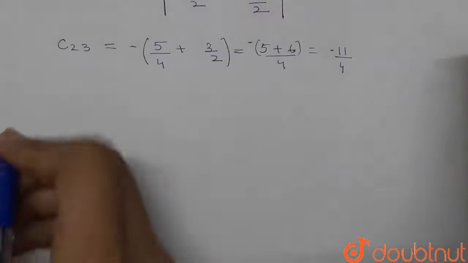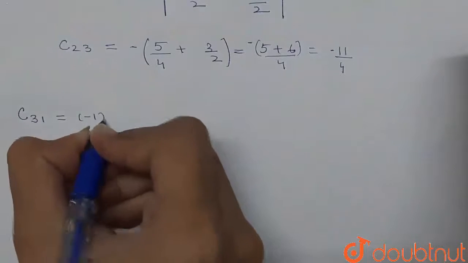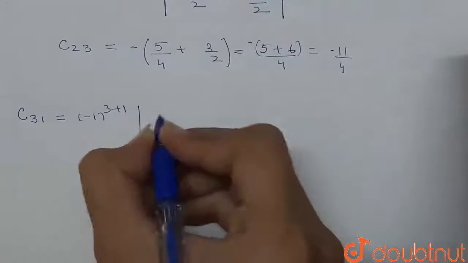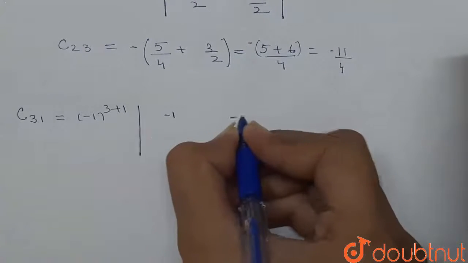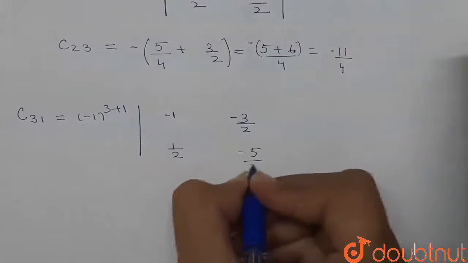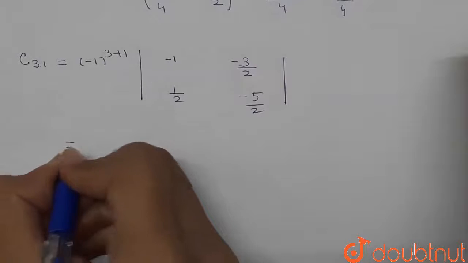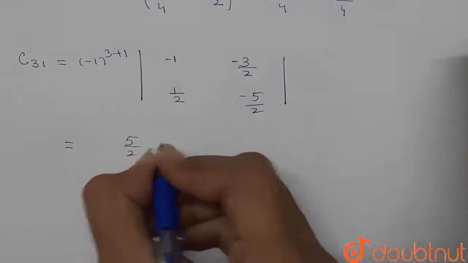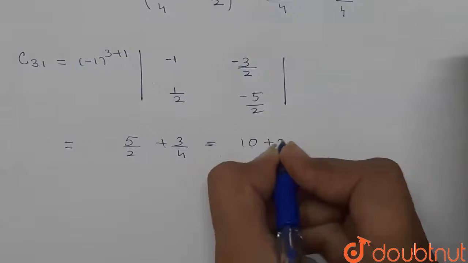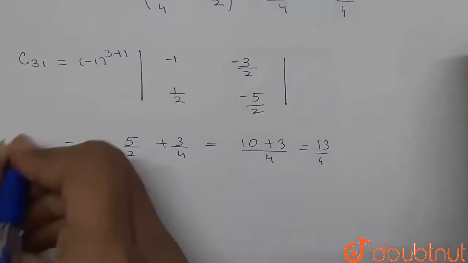Similarly, now we will find C31. So C31 will be equal to minus 1 to the power 3 plus 1 into determinant of, leaving third row first column, minus 1, minus 3 by 2, 1 by 2, minus 5 by 2. On solving this, we get its determinant equal to 5 by 2 plus 3 by 4, that is 10 plus 3 by 4, which is equal to 13 by 4. This is the value for C31.